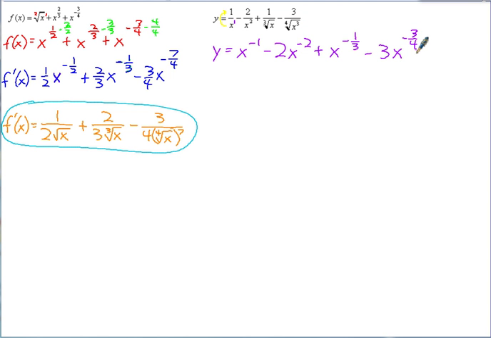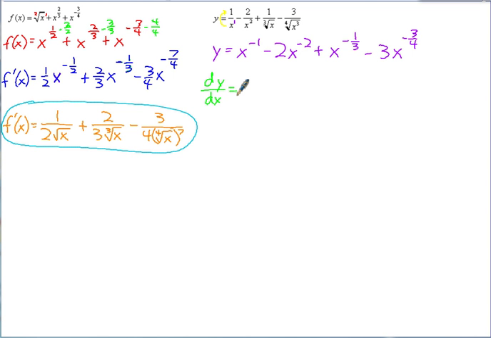But notice this is not the derivative yet. This is still just the original function, y. Then we're going to implement the power rule on each one of these. Now they're just added and subtracted. And now we have the exponents on it. So the derivative here would be dy dx. So the equation is y equals.